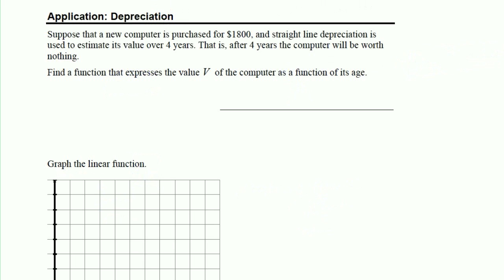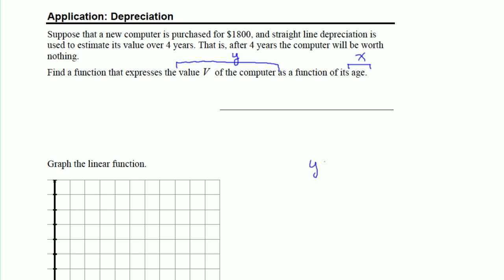Onto an application of straight line depreciation. Suppose that a new computer is purchased for $1,800 and it is worth nothing after 4 years. We're going to find a function that expresses the value v of the computer as a function of its age. So that means the value of the computer is going to be our function or our output, so that will be our y variable, and the age is going to be the input, so that would be our x variable. Again, we're going to do everything in the language of equation and then change it into a function when we're done.